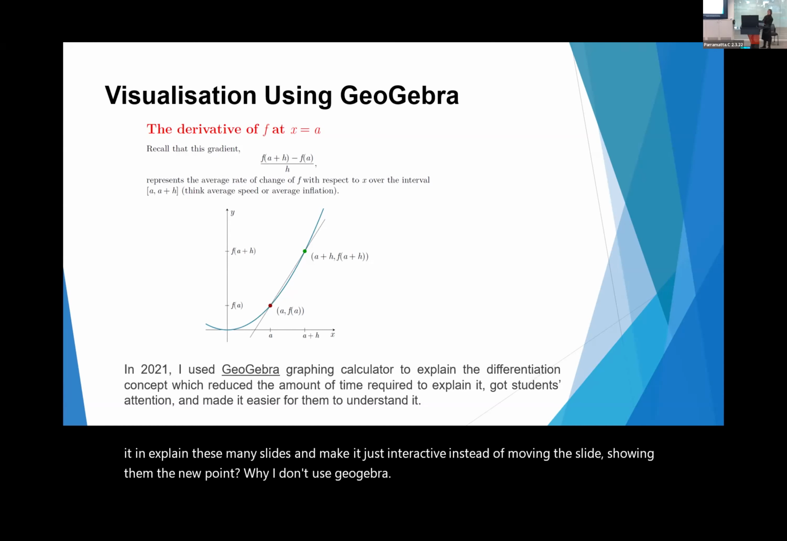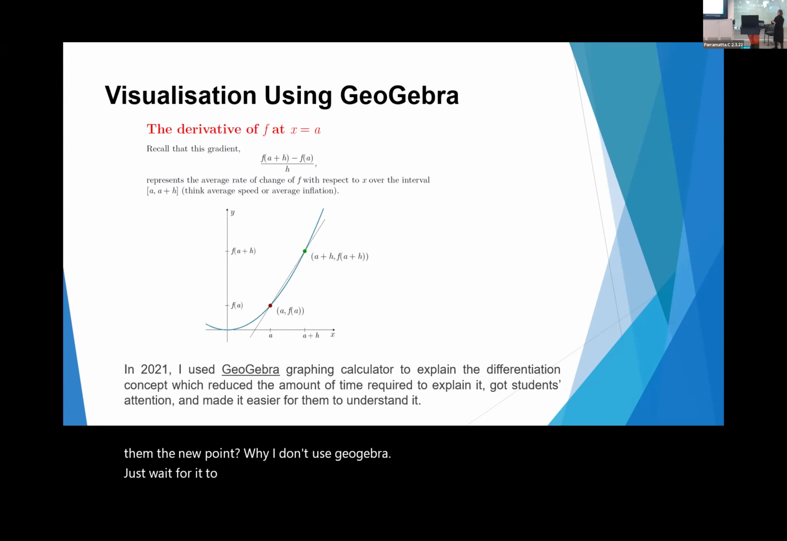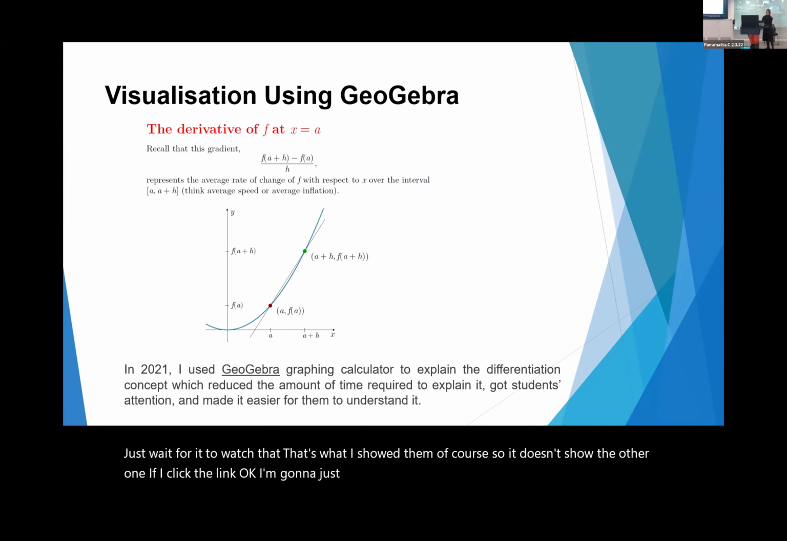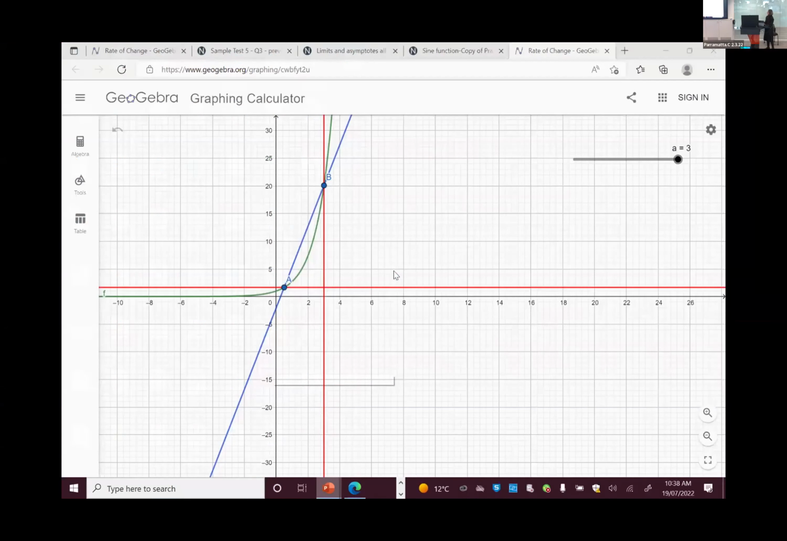Just wait for it to load. So that's what I show them, of course. So it doesn't show the other one. If I click the link, okay, I'm going to just minimize this in this case. I thought maybe I should stop the share and then share the whole window rather than just the presentation. I thought it would just take it from the presentation to the new one. I guess it doesn't.